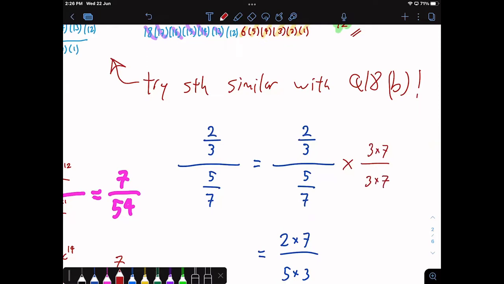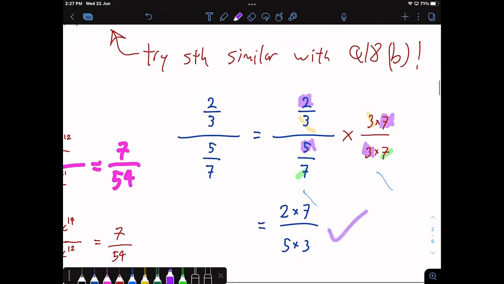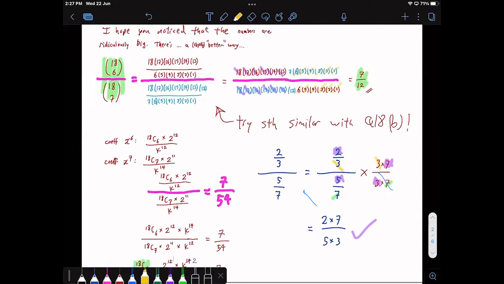Why? Because now I can focus on the numerator, 2 over 3 times 3 over 7. What happens? 3 cancel. Look at the bottom, focus on the bottom. 5 over 7 times 3 times 7. 7 cancel. Yes, exactly. Then therefore you're left with, let me get a highlighter, 2, 7 at the top, 5, 3 at the bottom, which is what I've written over here. Is it clearer now? Yeah, then it's the same thing, just with a lot more factors.